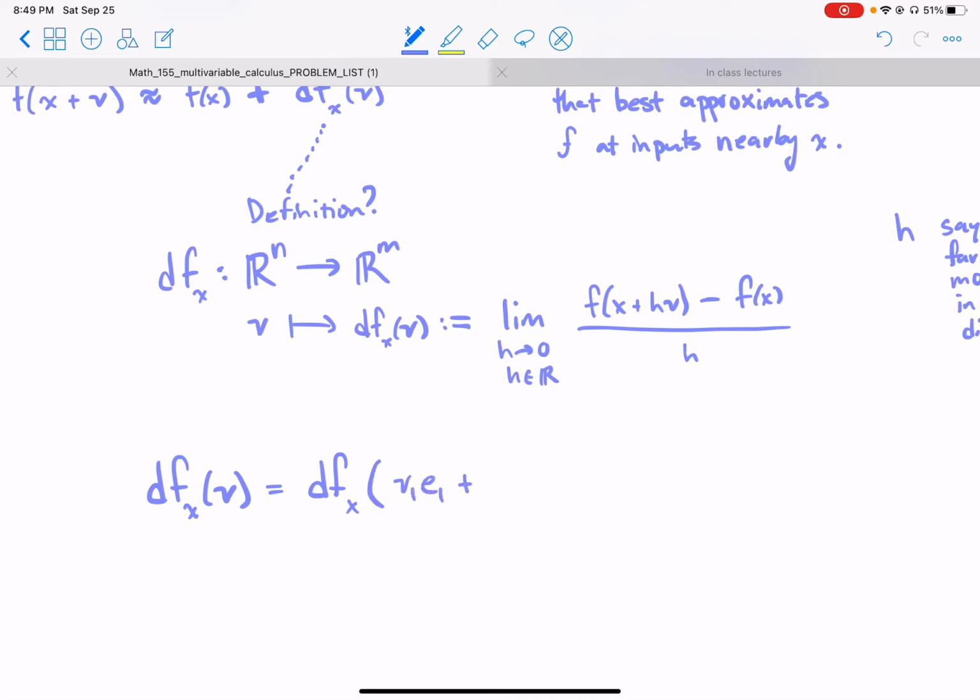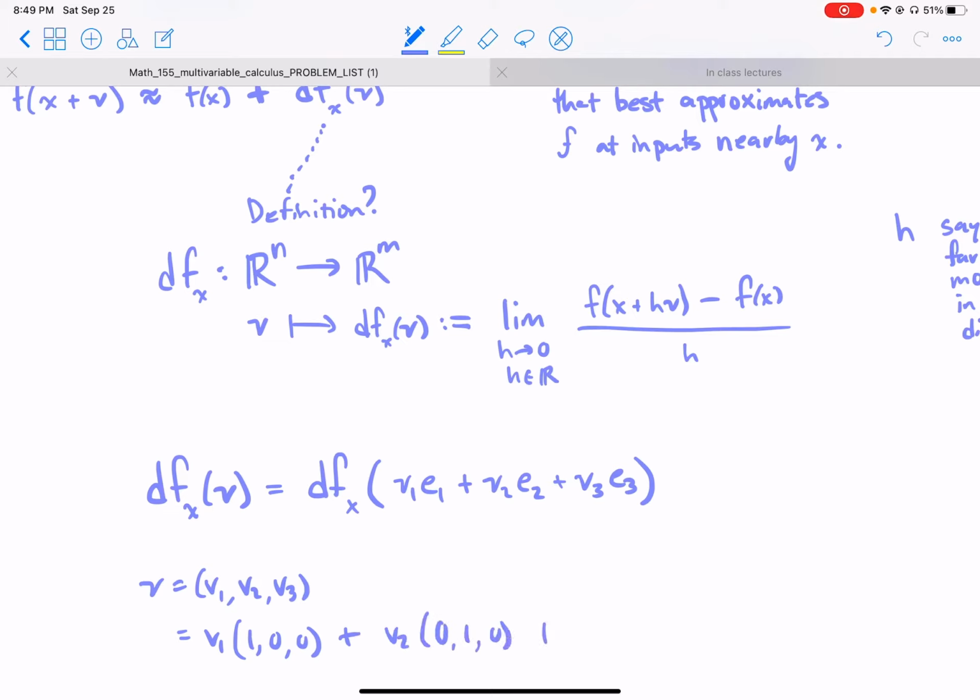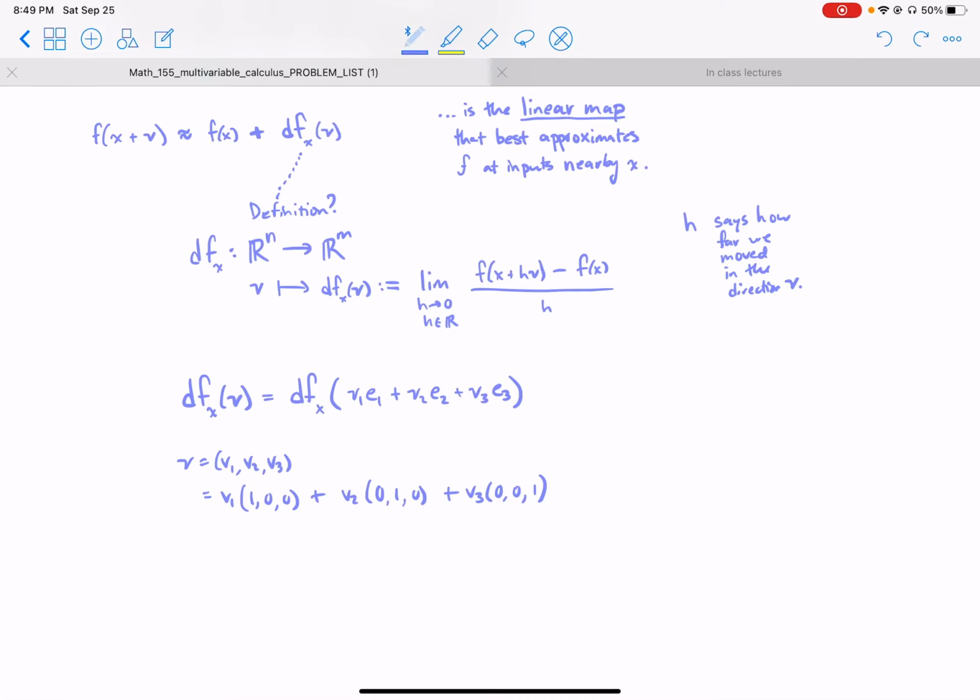v1 times e1 plus v2 times e2 plus v3 times e3 or something. Like, v is the vector if it's in three-dimensional space and it has these components, but that's just v1 times e1 plus v2 times e2 plus v3 times e3. And so that's just what I wrote here. But then the linearity is going to come into play here.